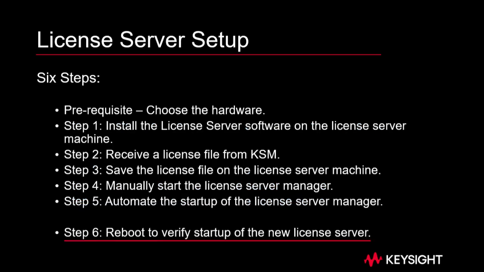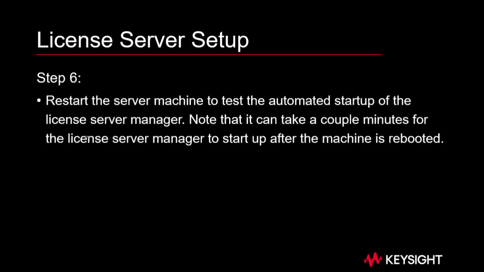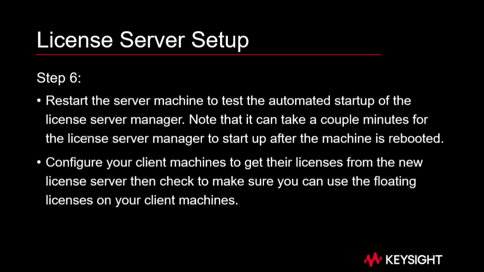Step 6. Reboot to test the new license server. Restart the server machine to test the automated startup of the license server manager. Note that it can take a couple minutes for the license server manager to start up after the machine is rebooted. Configure your client machines to get their licenses from the new license server you have just configured. Then check to make sure you can use the floating licenses on your client machines.